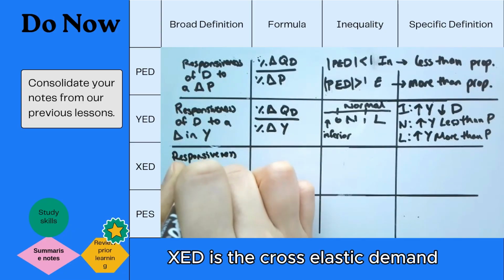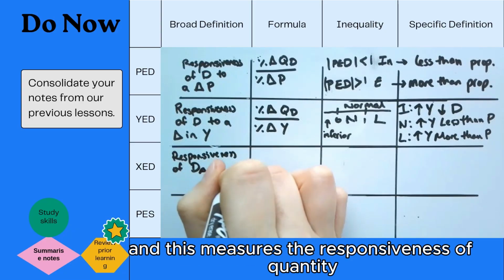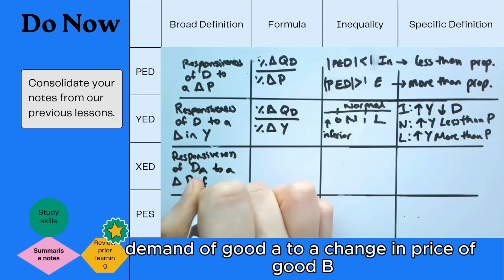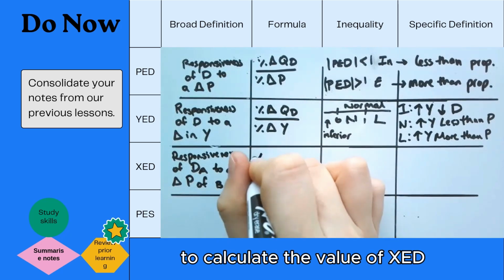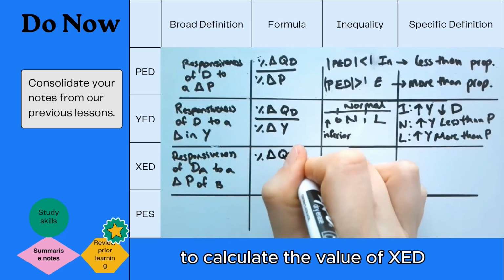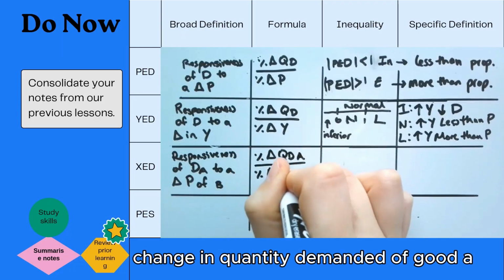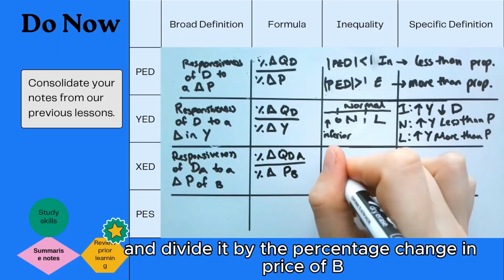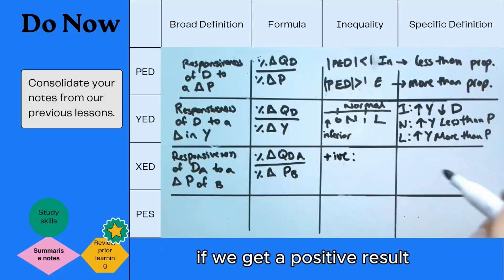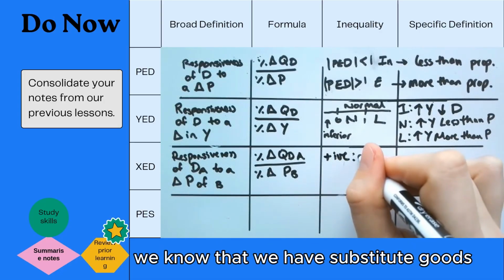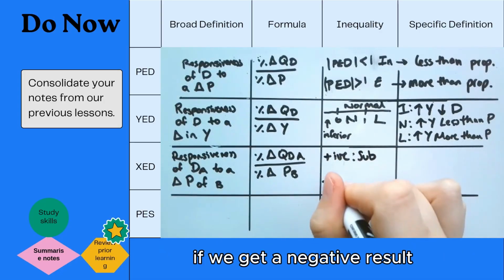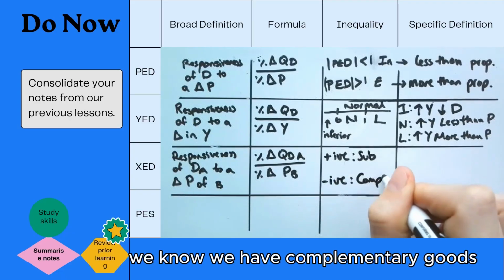XED is the cross elasticity of demand, and this measures the responsiveness of quantity demanded of good A to a change in price of good B. To calculate the value of XED, we take the percentage change in quantity demanded of good A and divide it by the percentage change in price of B. If we get a positive result, we know that we have substitute goods. If we get a negative result, we know we have complementary goods.